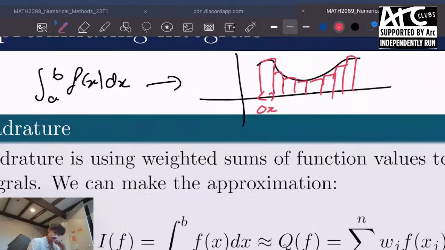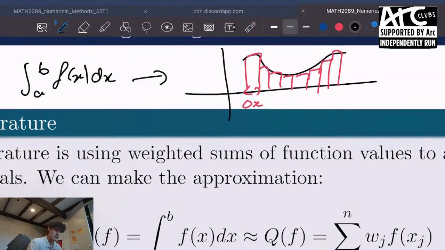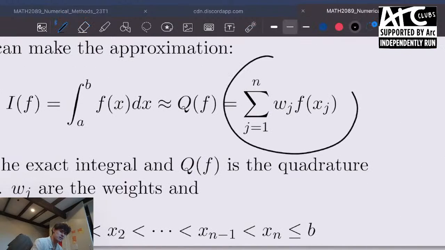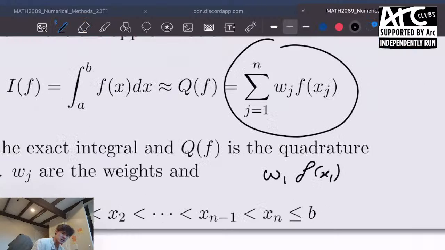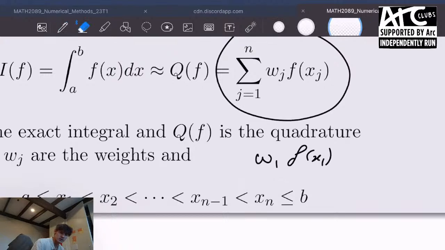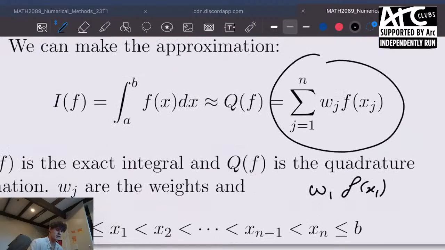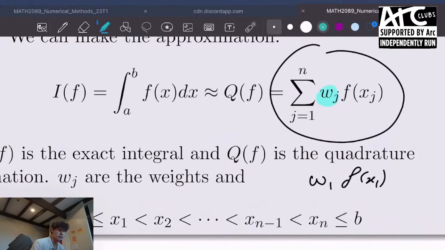So what we're essentially using is the fact that an integral is a special type of sum. We're going to approximate the integral as this weighted sum of function values, which is just a bunch of weights multiplied by function values. This sort of represents a rectangle, but with varying width. The whole idea is that we want to select these weights, the w_j, in a way that minimizes the error and gives us the most accurate approximation.